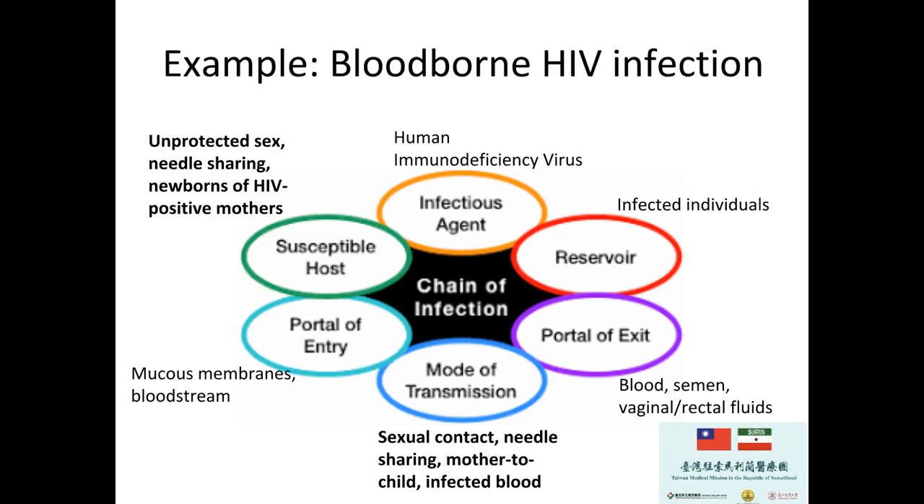HIV is transmitted through the blood, semen, vaginal or rectal fluids of an infected person. It spreads primarily through unprotected sex, sharing needles, mother-to-child transmission, or contaminated blood transfusion. The virus enters the body through mucous membranes or directly into the bloodstream. Susceptible individuals include those engaging in unprotected sex, people who share needles, and newborns of HIV-positive mothers.